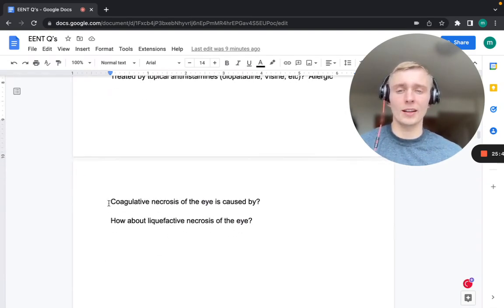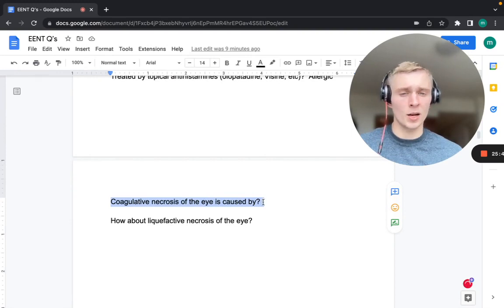Okay, next one, coagulative necrosis of the eye is caused by what? How about liquefactive necrosis of the eye? So these each are caused by a specific thing. So coagulative necrosis, which one are you associating that with? How about liquefactive necrosis of the eye?